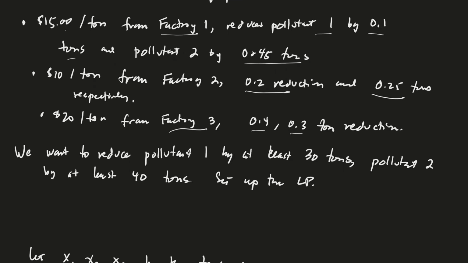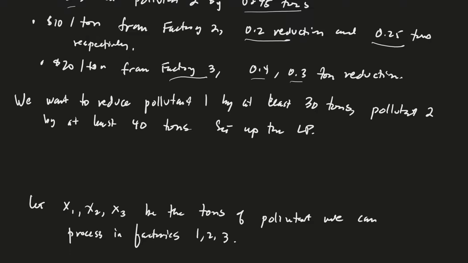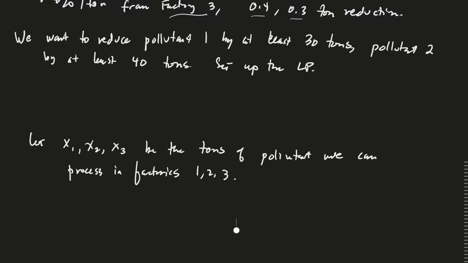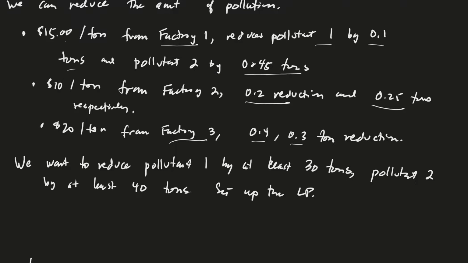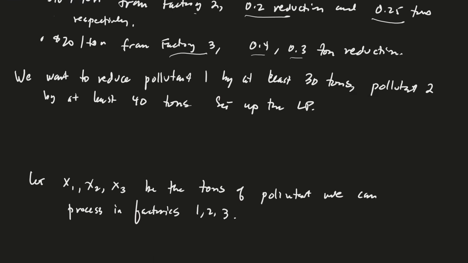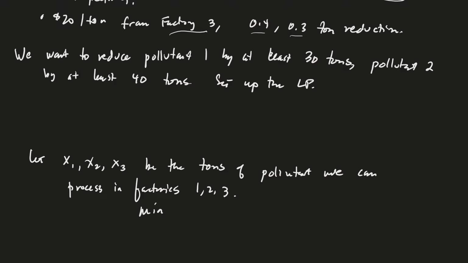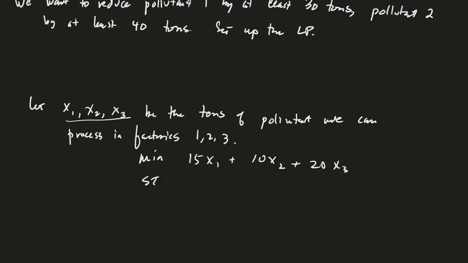Okay, are you back? Let's take a look now. So we're going to go ahead and let x1, x2, and x3 be the tons of pollutant that we're going to process from each of the factories. Now to process the waste, it's going to cost us $15 for factory 1, 10 from factory 2, 20 from factory 3. So therefore we want to minimize that cost. So we will minimize 15 x1 plus 10 x2 plus 20 x3, such that now my first constraint will be for pollutant 1, and then the second one will be for pollutant 2.